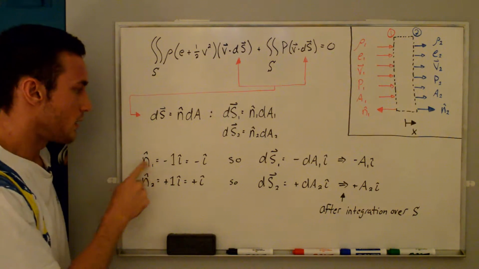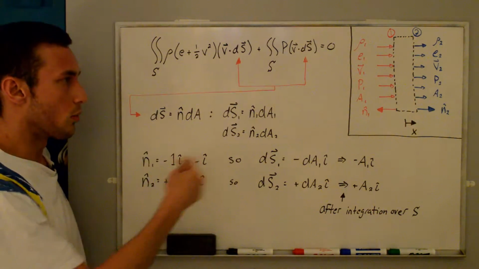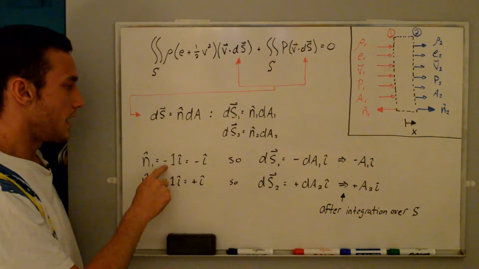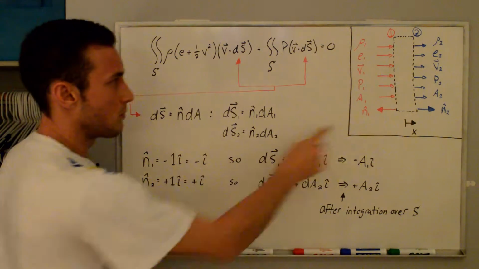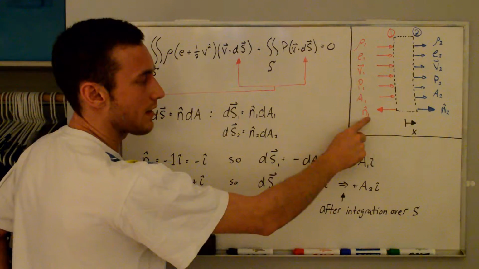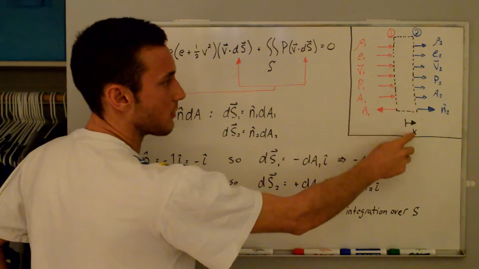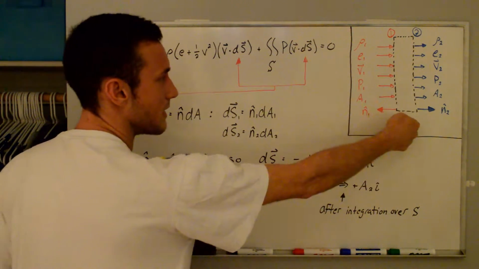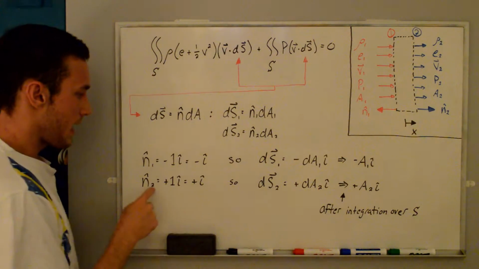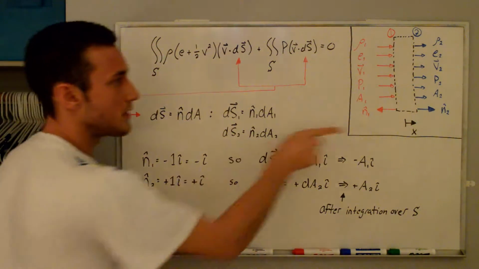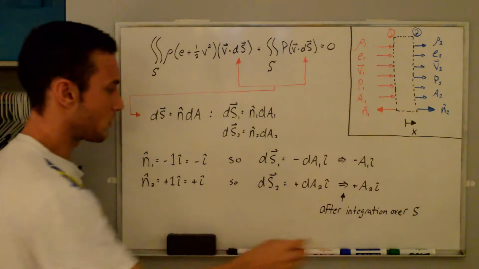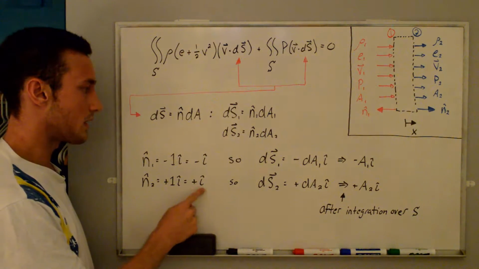n hat 1 is equal to negative 1. It's the unit normal out of the control surface, so it's negative 1 in the i direction, right? Because I said over here that it's pointing in the opposite direction of the positive x. So that's why it's negative 1 i. And n hat 2 then is pointing in the same direction as the positive x-axis, which is why we have positive 1 i, or plus i.